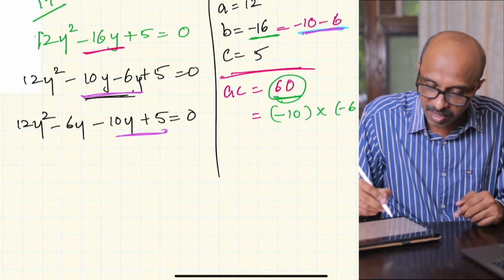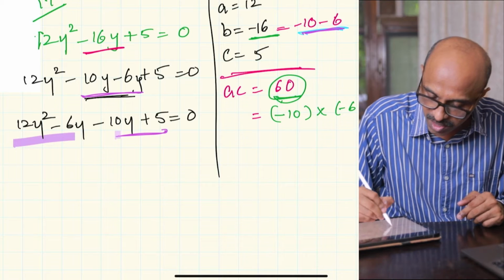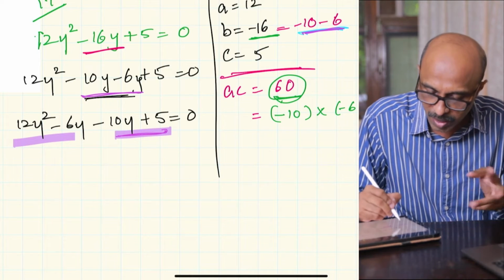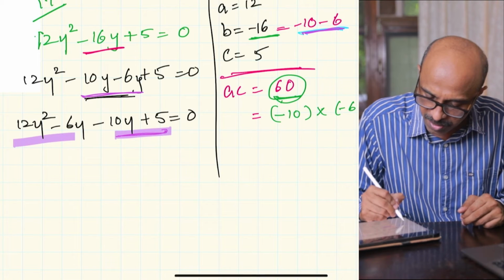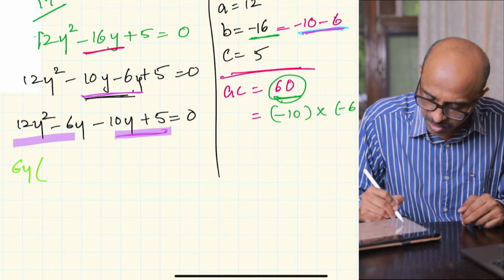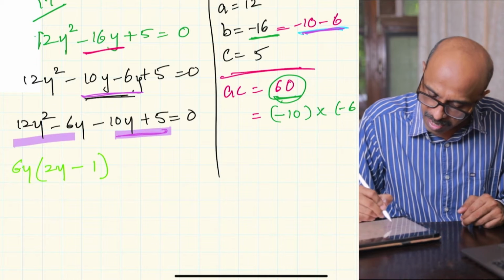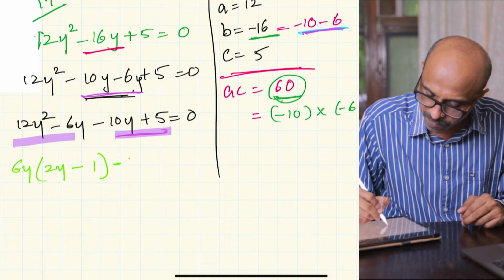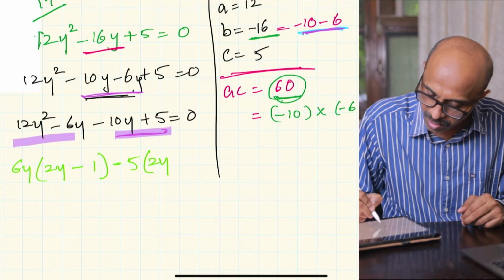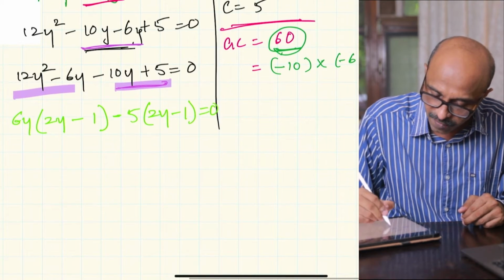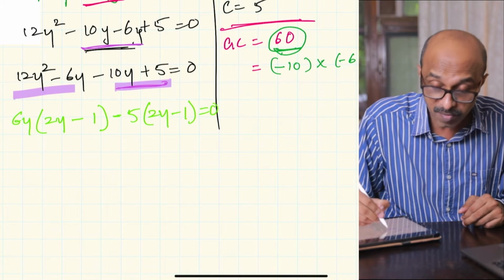Now let's factor two terms at a time. The first two terms here and these two terms together. Two at a time. The highest common factor of 12y squared and negative 6y should be 6y. And then I'll have 2y minus 1. And here I'll have negative 5 and 2y minus 1. It should come as the same sign, just watch out for that. So negative 5 times negative 1 will give me a positive 5.